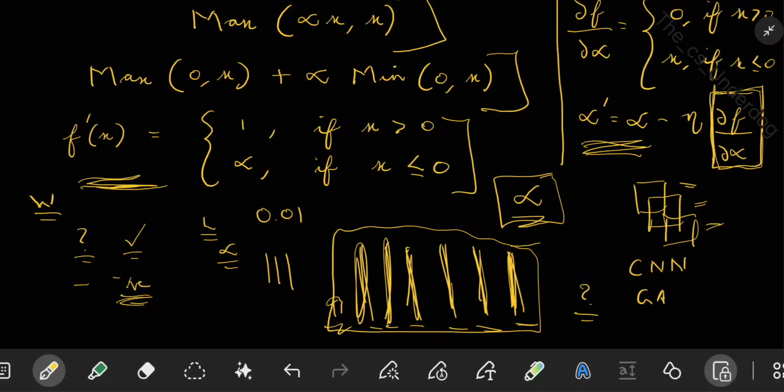Similarly, in GANs, you make use of parametric ReLU, or you can say in any of the object detection models. Generally, parametric ReLU is a good option.